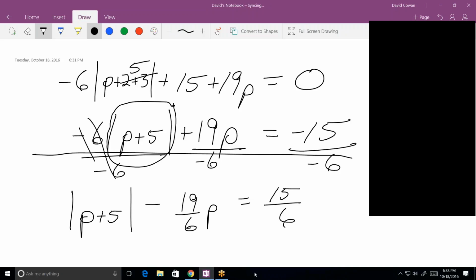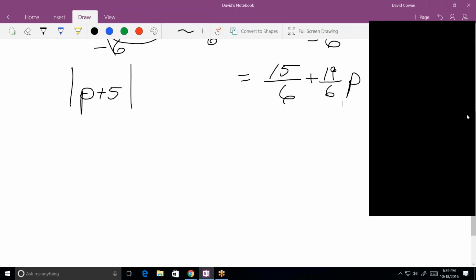Well, shouldn't we simplify first? No, you can't simplify because I got a combination of absolute value and non-absolute value. Okay, so I'm going to move this to the other side by adding 19/6 p. Then I can erase it from this left side. And now I have it exactly as I want. In other words, I've got the absolute value isolated all by itself on one side.